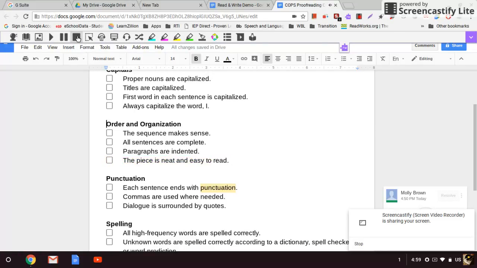They press stop and they think to themselves, paragraphs are indented. I can't really remember what indented means. And sometimes I do have a couple of students who struggle with indenting their paragraphs and remembering how to go about doing that. So I'm going to highlight the word indented and I'm going to add a voice note.